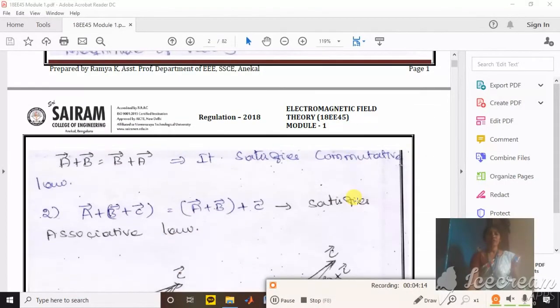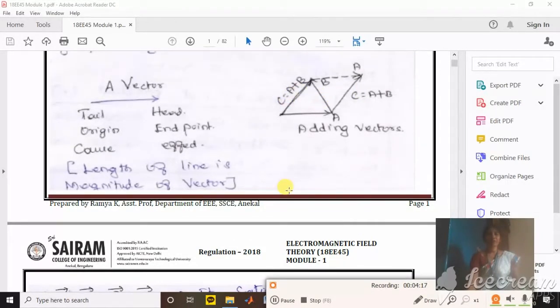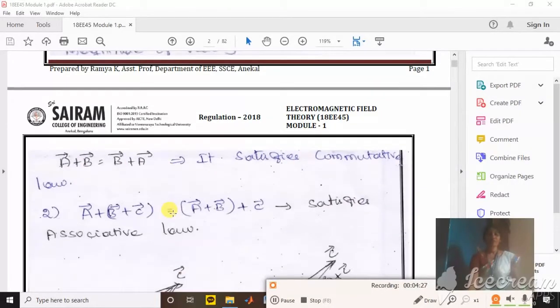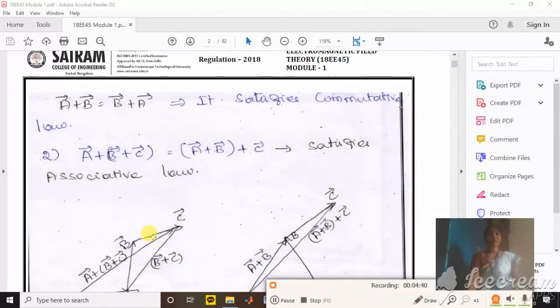Next, it has to satisfy the commutative law. What is meant by the commutative law? A plus b is equal to b plus a. So a vector plus b vector is equal to b vector plus a vector. So it satisfies the commutative law. One more law is the associative law. It is nothing but a vector plus b vector plus c vector is equal to a vector plus b vector plus c vector. It satisfies the associative law.